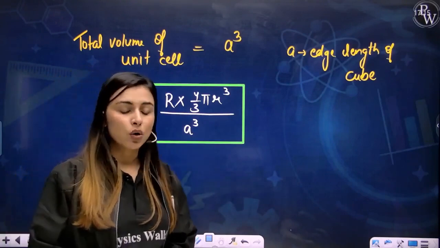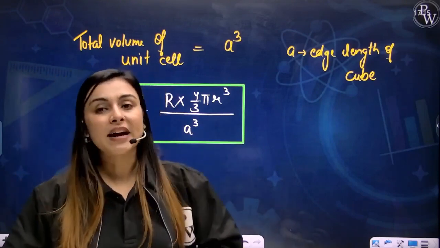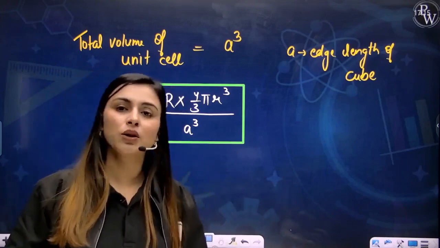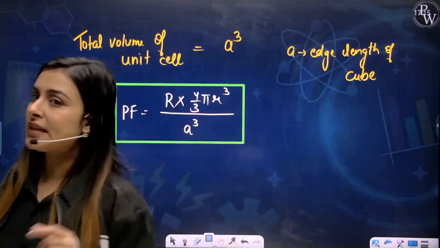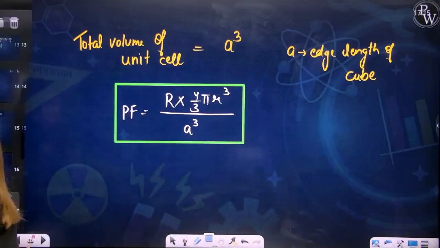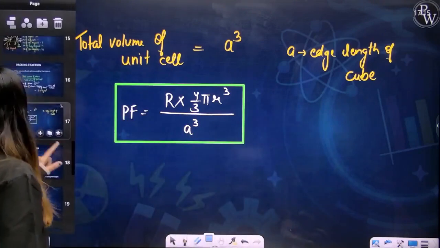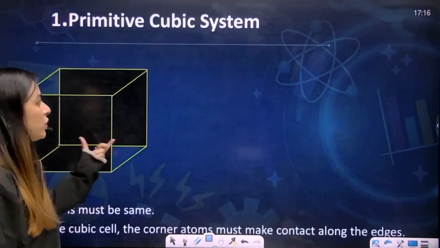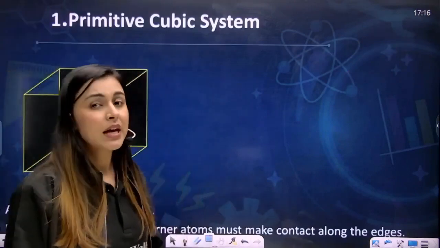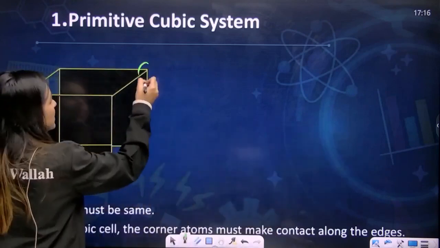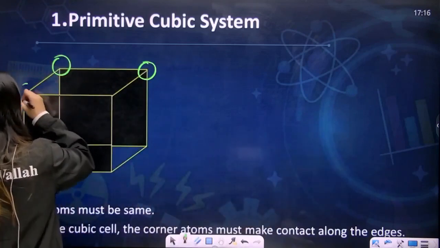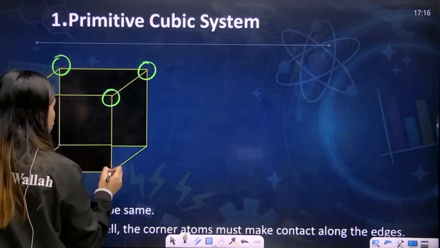Now, today we'll calculate the packing fraction for a simple cubic unit cell, and then we'll move forward. So let's start with the simple primitive unit cell. Let's say you have a primitive unit cell, something like this. And I know that in a primitive unit cell, all the atoms are present at the corners.